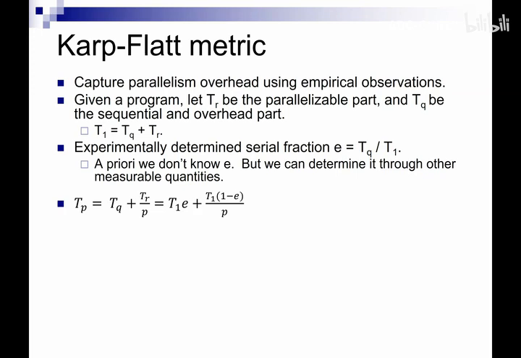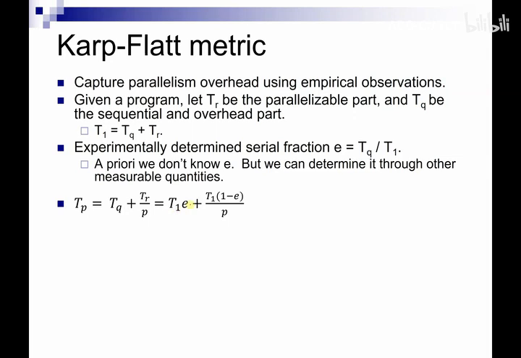Okay, so let's do some equations over here. If we set TP to be the running time using P processors, then this is going to be equal to, again, the overhead plus sequential part, TQ, and then for the parallelizable part, TR, that's how much is parallelizable, divided by P, which is the number of processors we're using.